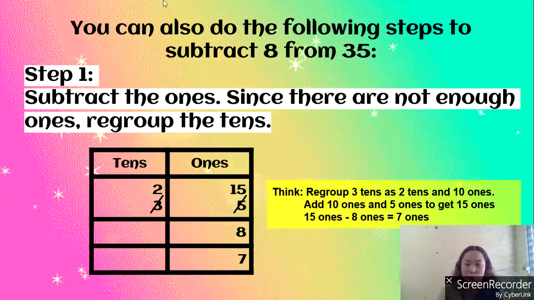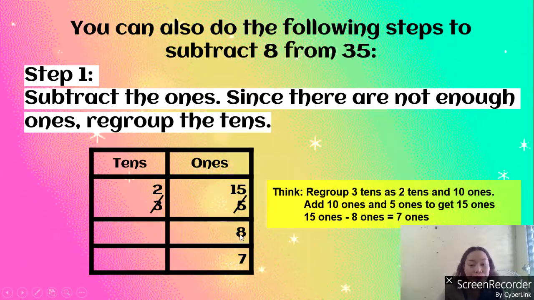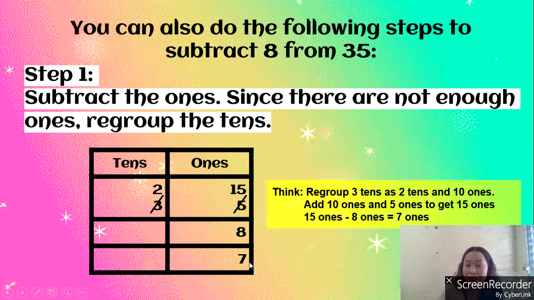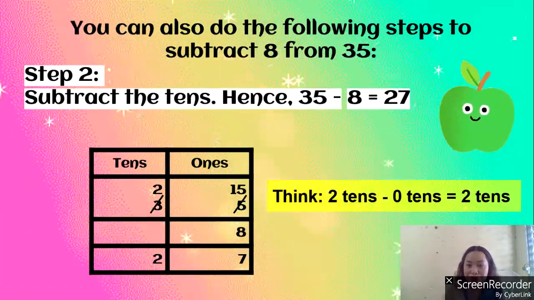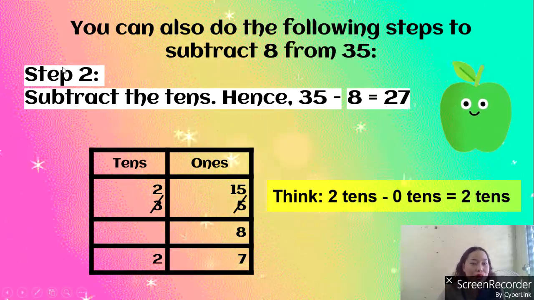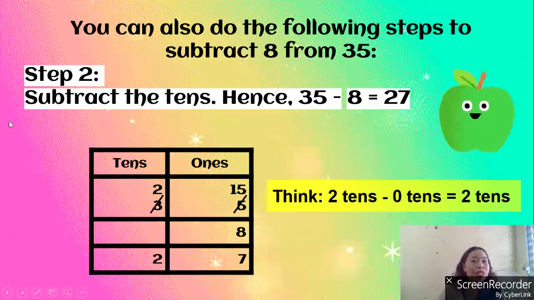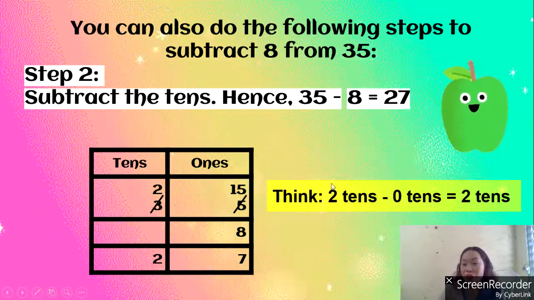Okay? So, 15 ones minus 8 ones equals 7. And after doing this first step, just bring down 2. Alright? So, step 2, subtract the tens. Hence, 35 minus 8 equals 27.